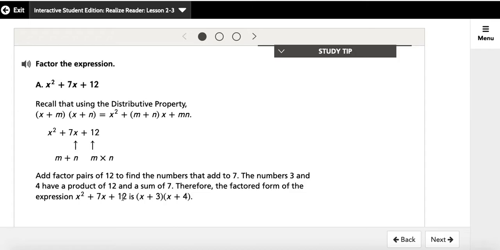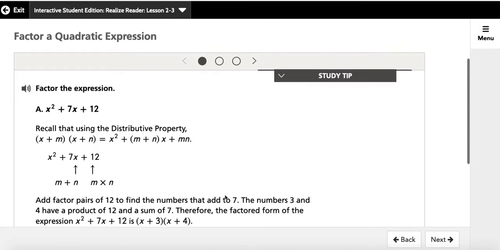3 and 4, 3 times 4 is 12 and 3 plus 4 is 7. So they've broken down this quadratic into two binomials being multiplied together, x plus 3 times x plus 4. And if you double distribute on that, or FOIL, whatever you want to call it, you'll end up with x squared plus 7x plus 12. So this is the correct factored form.